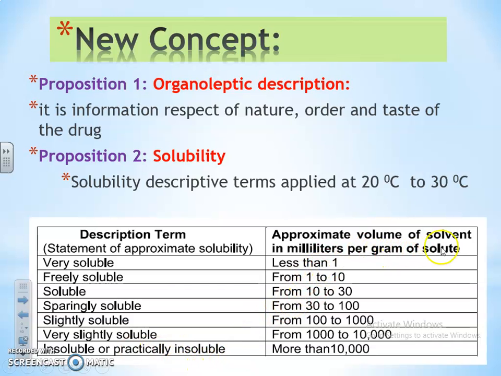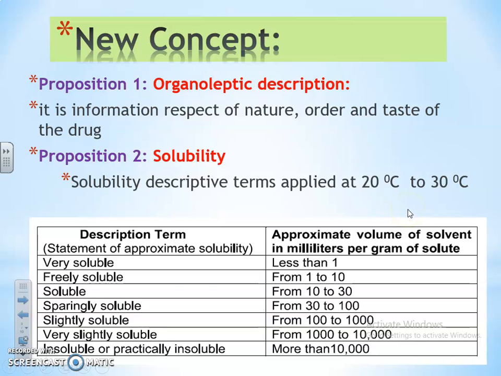For that, how much approximate volume of the solvent is required for one part of the solute. For example, if the substance is very soluble, it requires less than one part of the solvent to get dissolved or solubilized. When we are talking about soluble, then it needs 10 to 30 parts of the solvent to solubilize the solute into that particular solvent. Minimum part of solvent required, that is from 10 to 30 parts, then we call the substance soluble in the particular solvent, and this is applied at 20 to 30 degrees Celsius temperature condition.